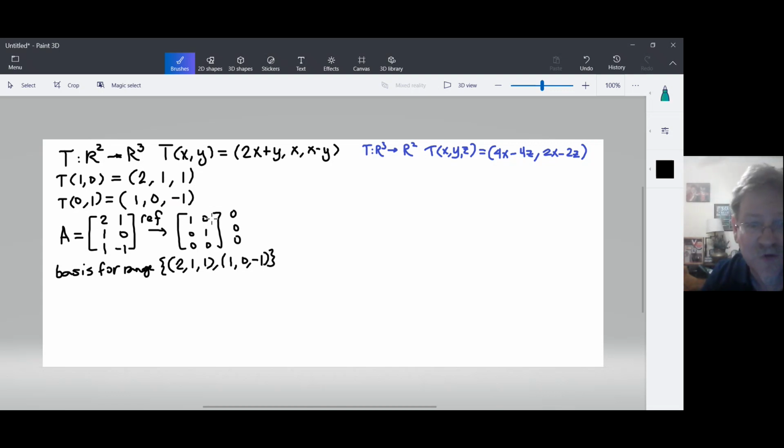Because that's what the first row is telling me: 1x plus 0y equals 0, so x equals 0. 0x plus 1y equals 0, so y equals 0. And of course, the bottom row, 0x plus 0y equals 0, so 0 equals 0. I knew that before I started. But anyway, the basis for the kernel essentially is just the kernel. It is the 0 vector.